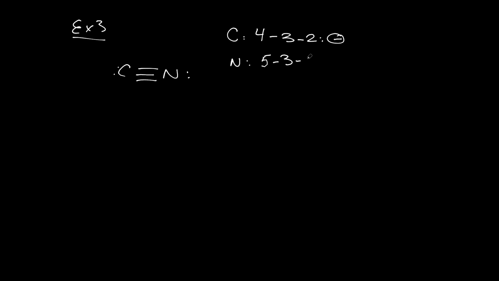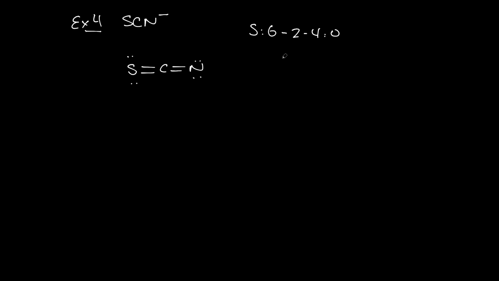How about you try this example? Carbon triple bound to a nitrogen. Where would the negative charge be? Well, carbon is 4 minus 3 minus 2. Negative charge. The nitrogen is 5 minus 3 minus 2. No charge, neutral. So the charge will be on the carbon.